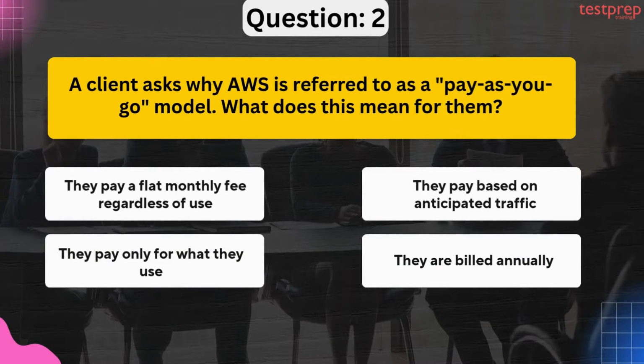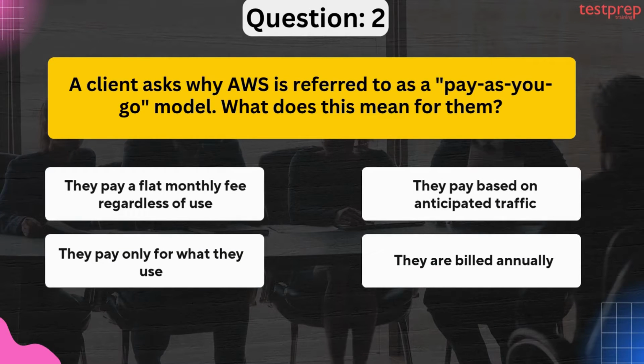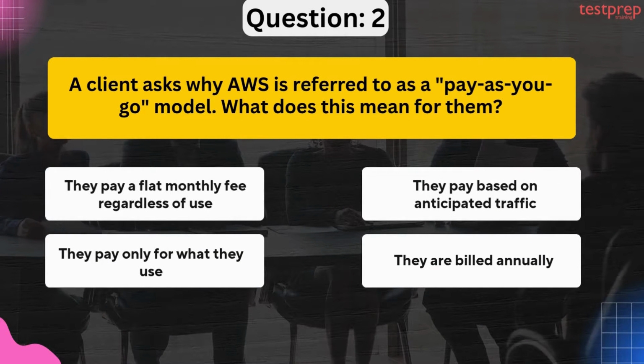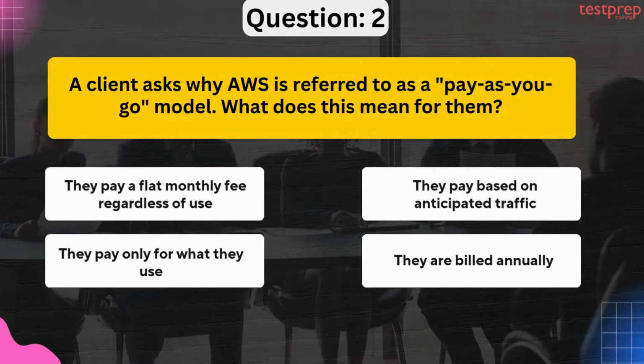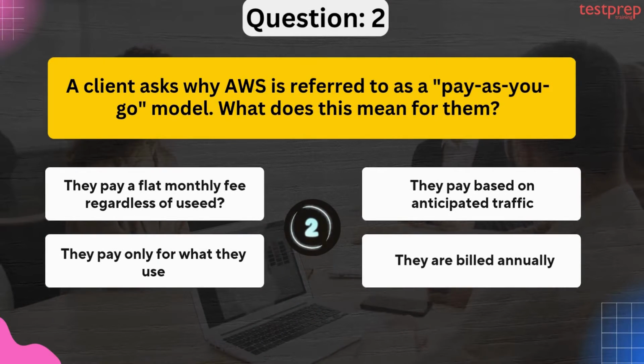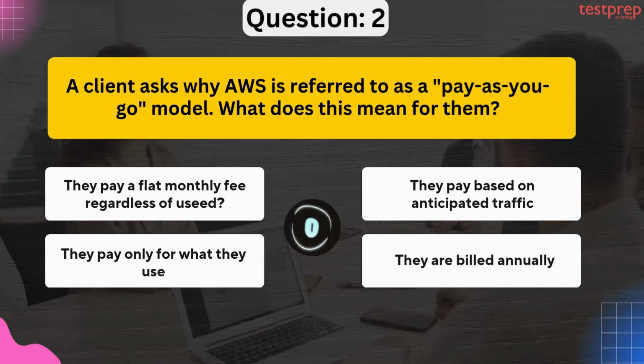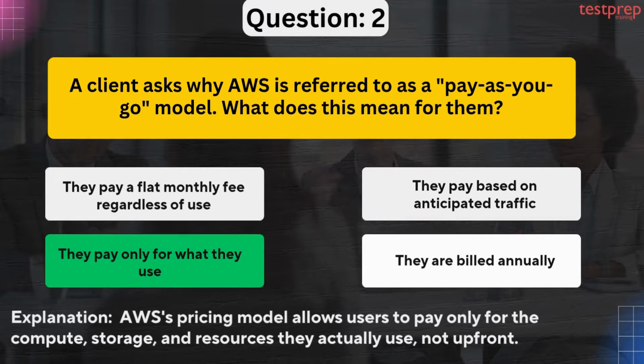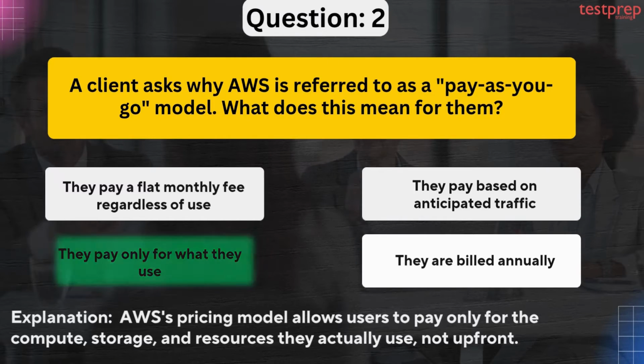Question 2. A client asks why AWS is referred to as a pay-as-you-go model. What does this mean for them? The correct answer is they pay only for what they use. AWS pricing model allows users to pay only for the compute, storage, and resources they actually use, not upfront.